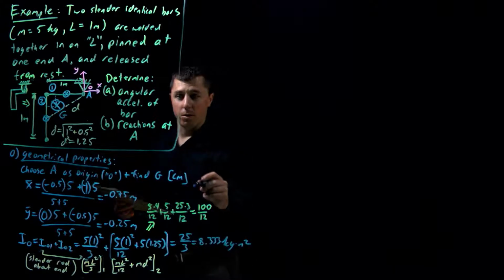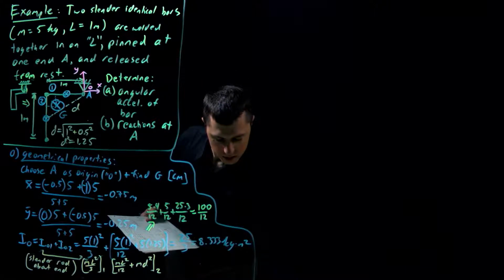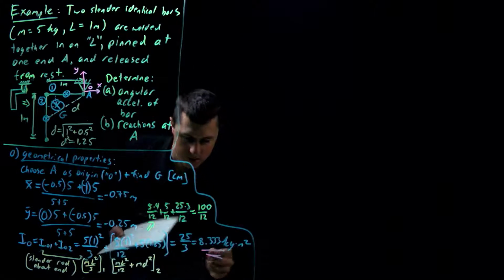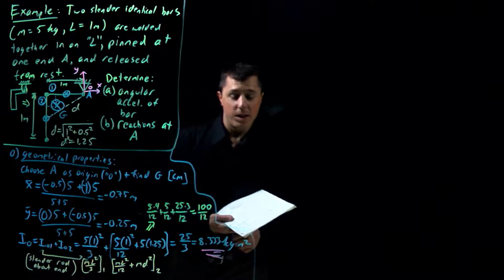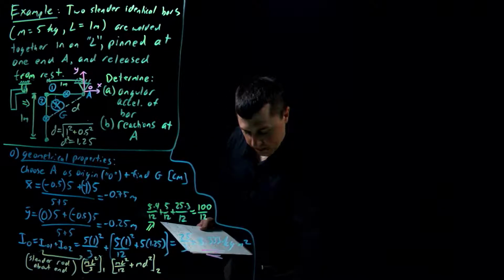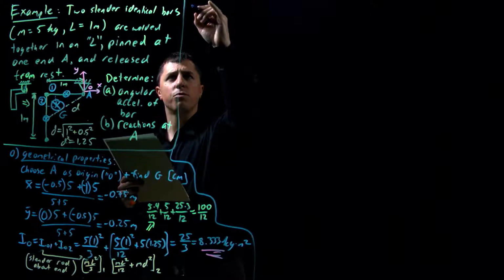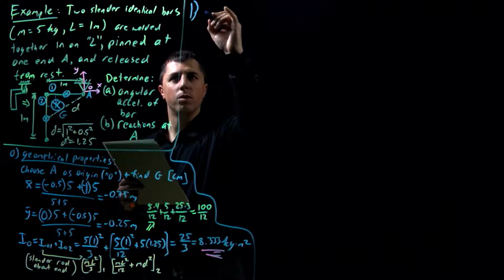Okay, great. We've got our geometrical properties now, and that's going to be a value we'll use. All right, so let's get into the actual kinetics portion, which means we'll start with the free body diagram. This is step 1.